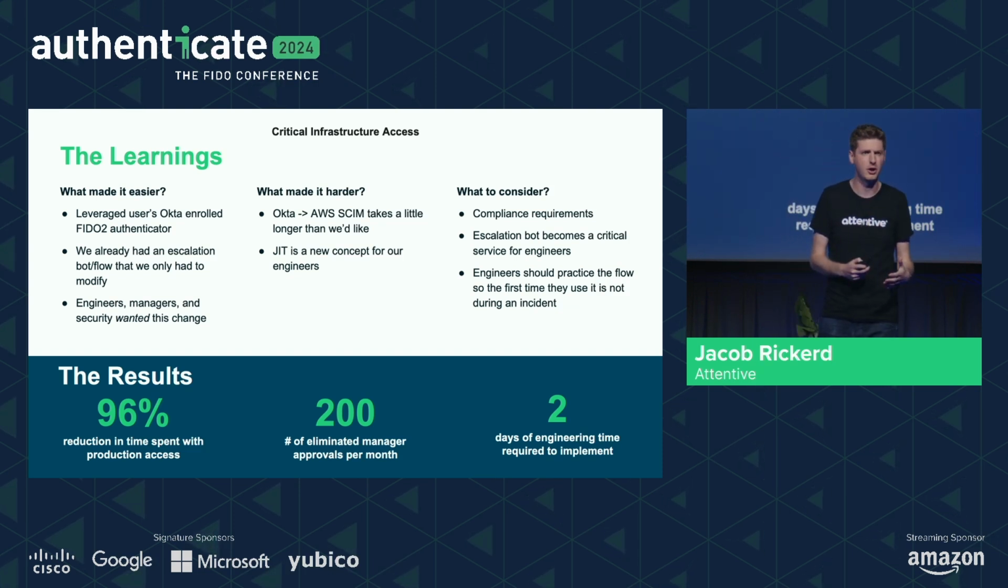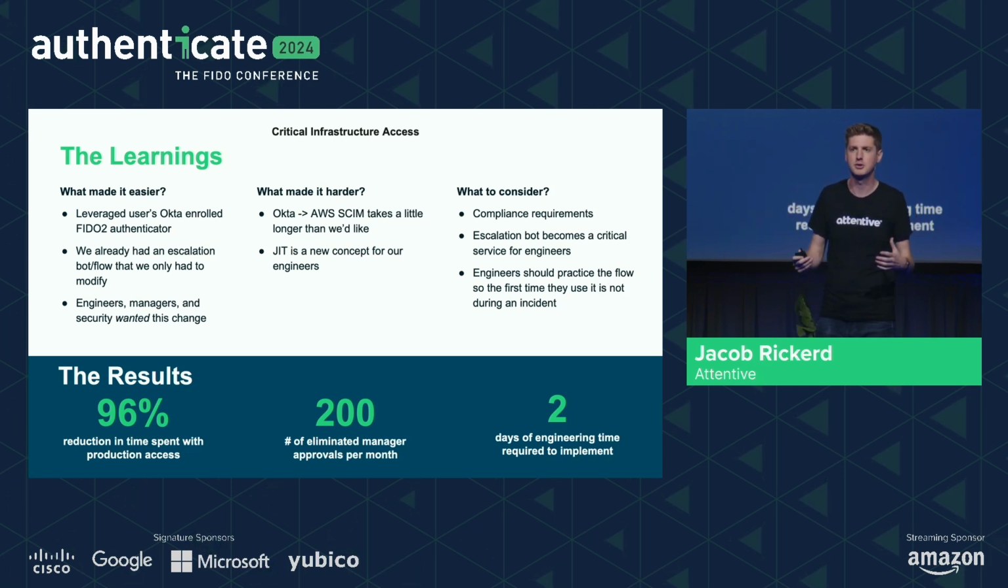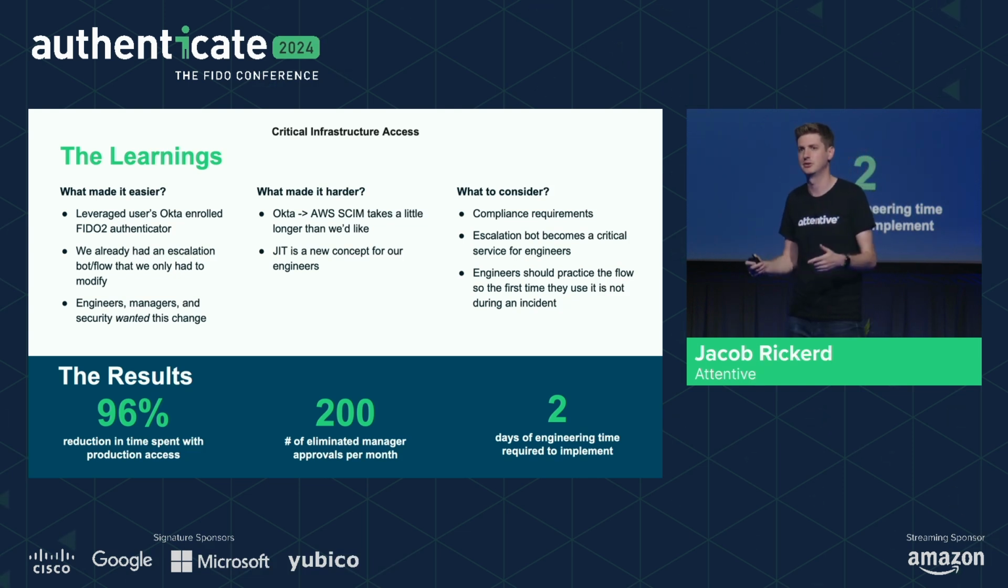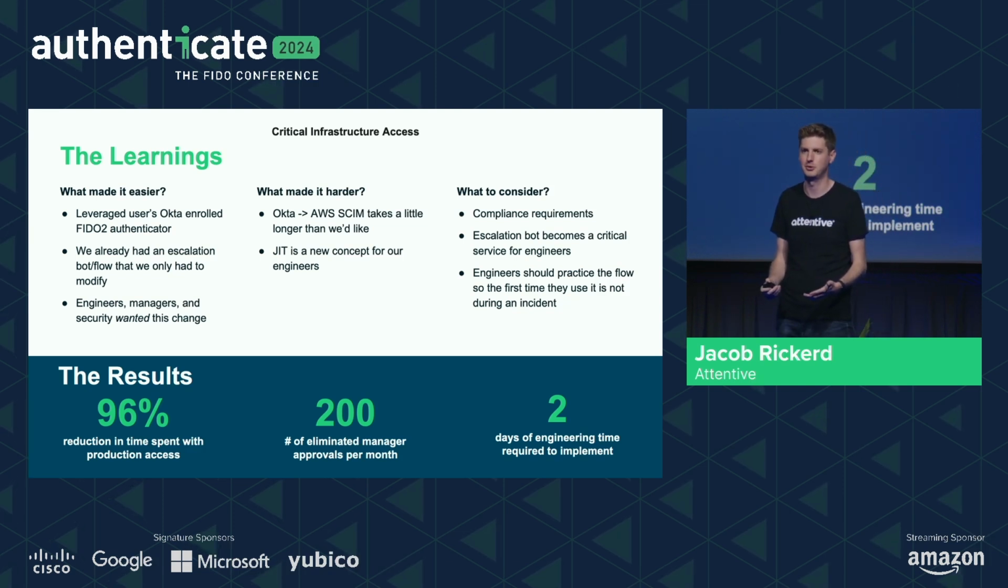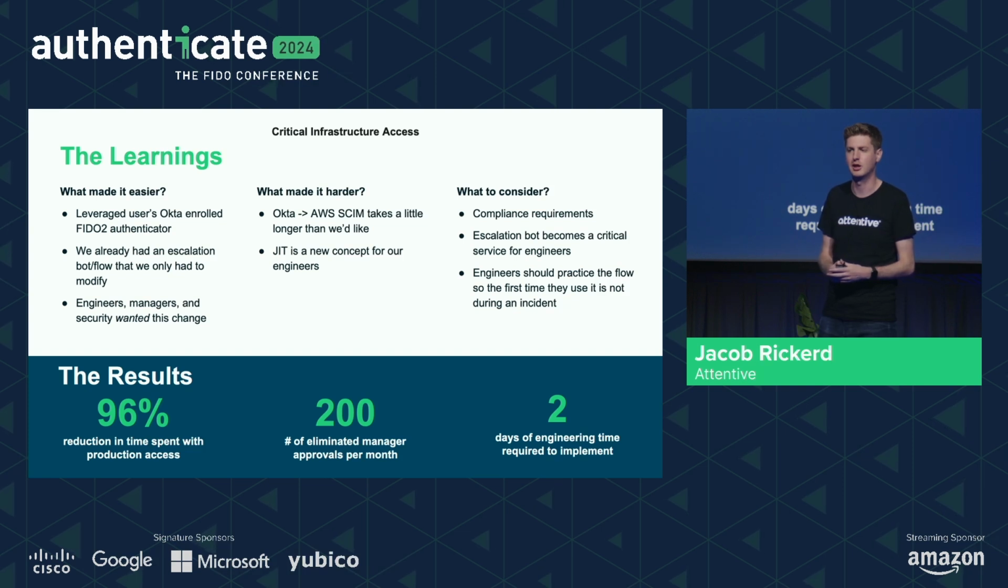Some stuff that made this a bit harder, though, was the Okta to AWS SCIM integration. It takes just a little longer than we'd like. When you're put in the group, you have to count to about 10 or 15 in your head, and then sign out and sign into AWS before you can access the roles. And that's not really too much time, but it's just long enough to be annoying for most engineers. And the just-in-time concept was newer for a lot of folks.